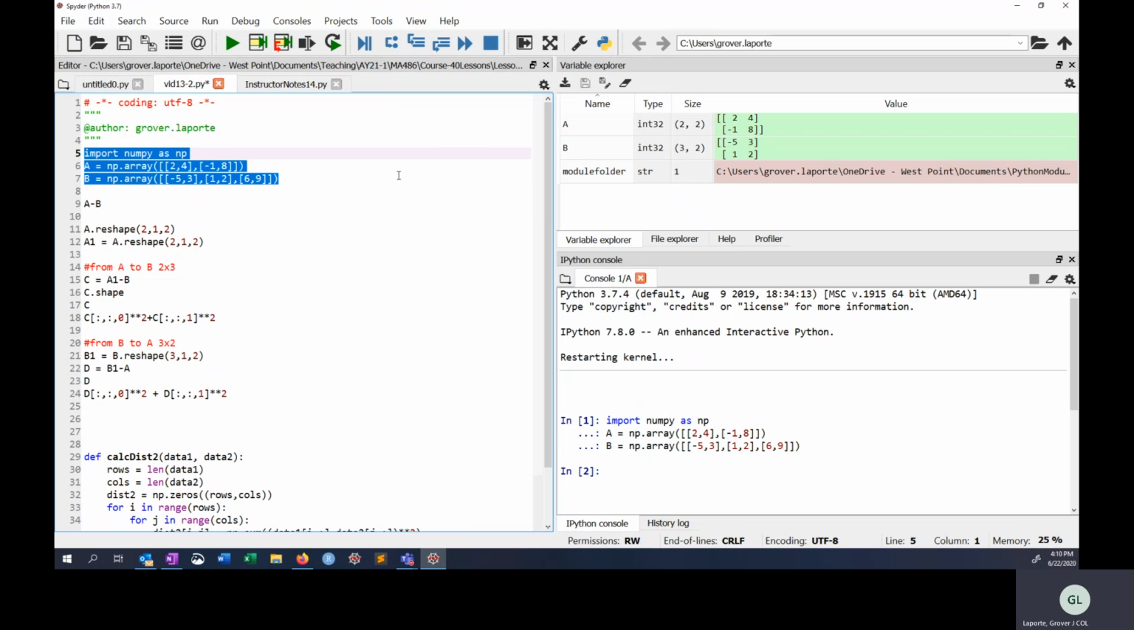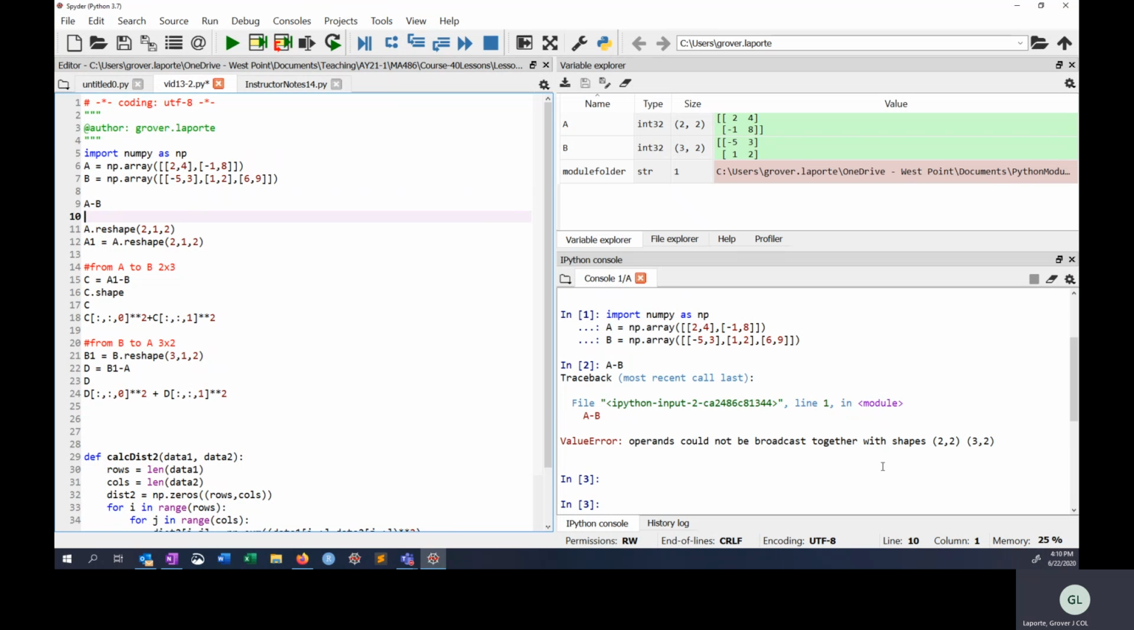We got a 3, 2 and a 2, 2, and guess what? Broadcasting rules don't know what to do with this. If you ran it, it would say, I don't know what to do. The problem is it doesn't know whether to copy another column, another row, another whatever, right? So it doesn't know which one of these two to copy to put it down on the bottom.